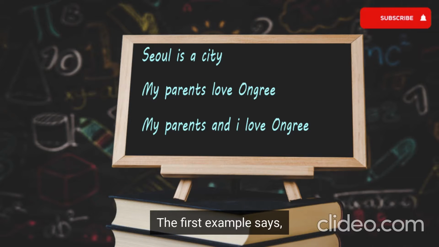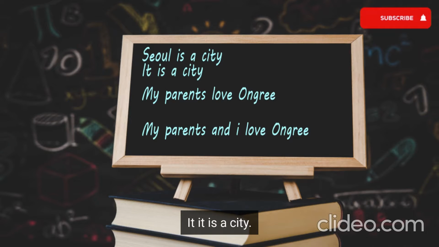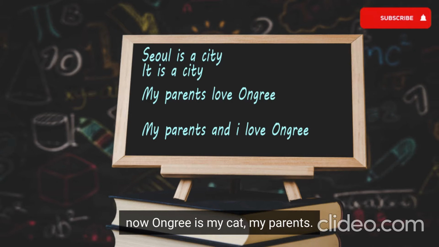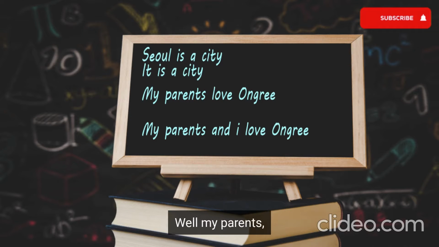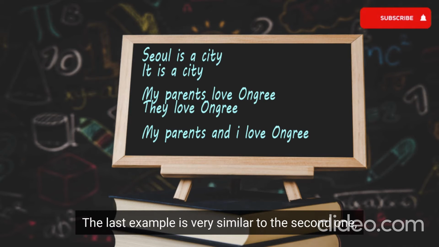The first example says, Seoul is a city. Now, Seoul is a place. Okay, so we have to use the subjective pronoun it. It is a city. The next example says, my parents love Ongi. Now, Ongi is my cat. My parents love Ongi. Well, my parents, they are two people, my mom and my dad. So what do I use? I have to say they. They love Ongi.